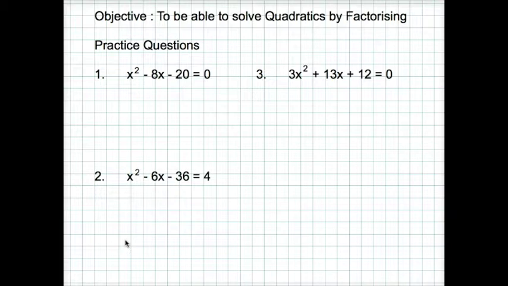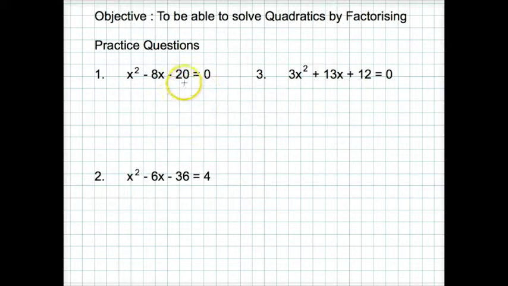Hi, welcome back. Let's now go through these three questions together. Okay, well we've got a quadratic equation here, question 1. With a quadratic, to be able to solve it, it must be equal to 0, which it is. And what we need to do first of all is factorise this.